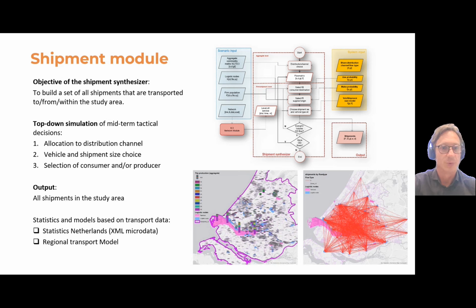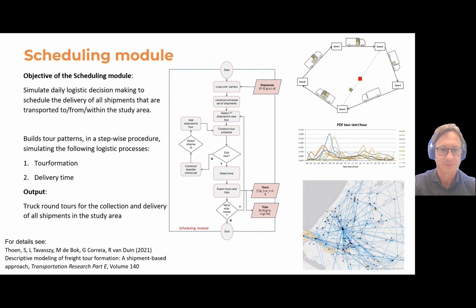Also, the model simulates the vehicle and shipment size choice, two choices that are linked together based on the economic order quantity theory. We apply a discrete choice model for this. And finally, the shipments are allocated to producers and consumers in the study area using probability functions. The result of this is a total overview of the freight demand in the study area by individual shipments.